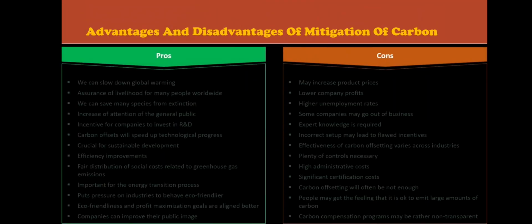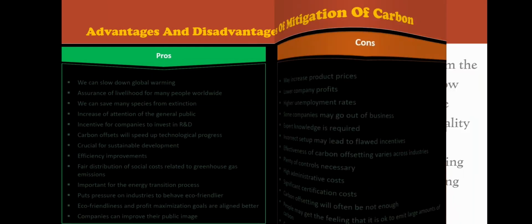Advantages and disadvantages of reducing carbon emissions. Advantages are we can slow down global warming, we can save many species from extinction, there is increased attention from the general public, and companies can improve their public image. The disadvantages are it may increase product prices, lower company profits, and raise unemployment rates. Some companies may go out of business. Carbon compensation programs may be rather non-transparent.